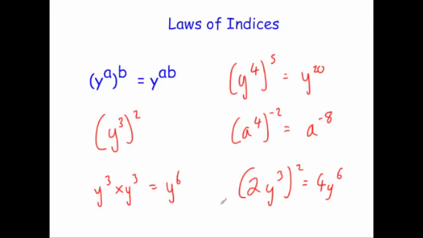Let's just do one more example like that. So say I have something like this, 3y to the power of 5 cubed. Well, we're going to do 3 cubed. Well, 3 times 3 times 3 is 27. And then we times the powers together for the y, so 5 times 3 is 15, so it's 27y to the power of 15.